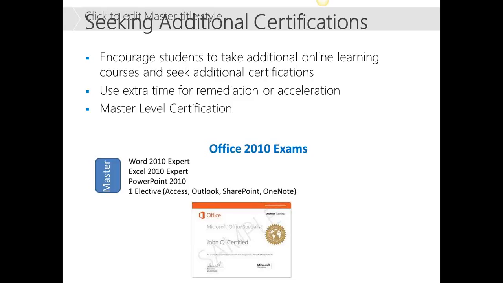So when it comes to Office 2010, the master level certification means that you would pass Word 2010 Expert, Excel 2010 Expert, PowerPoint, and then choose one elective. You'll notice this is a little different than it has been in the past. The elective could be Access, Outlook, SharePoint, or OneNote. And that is how you achieve master level certification.